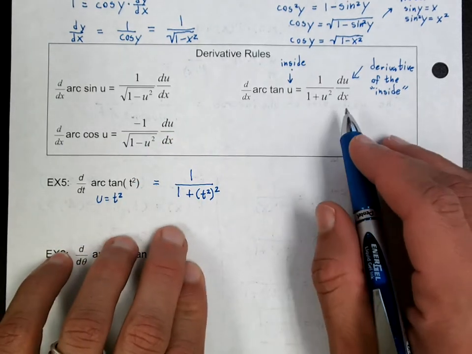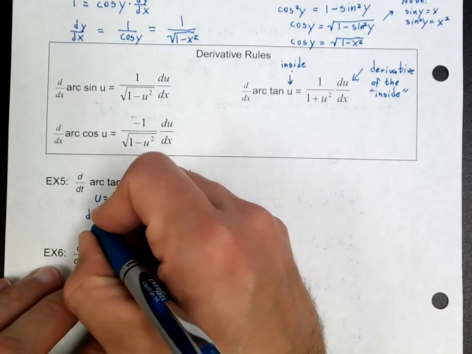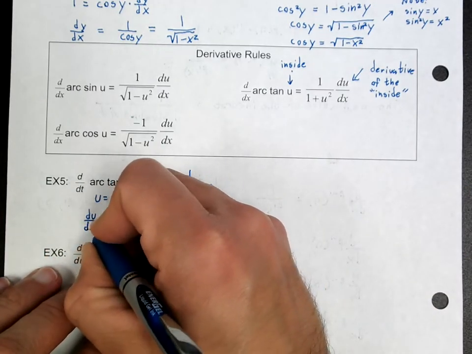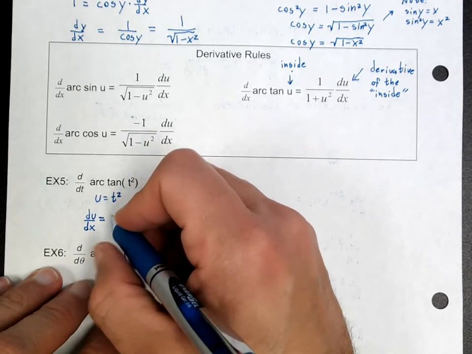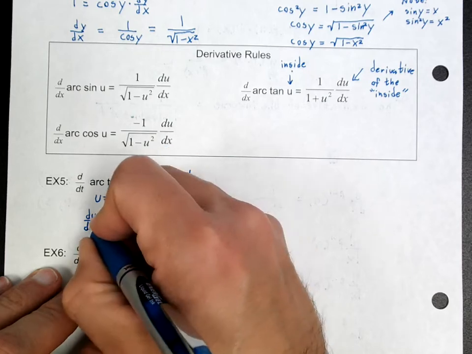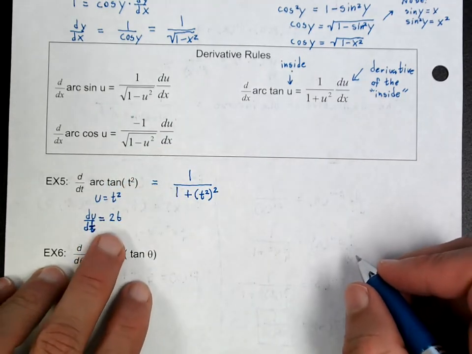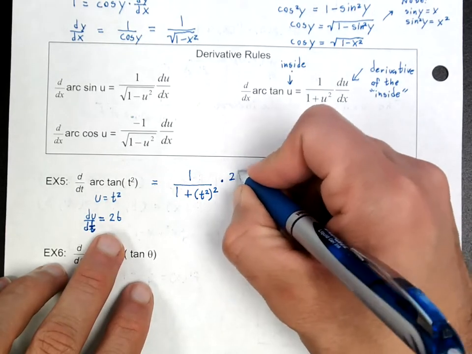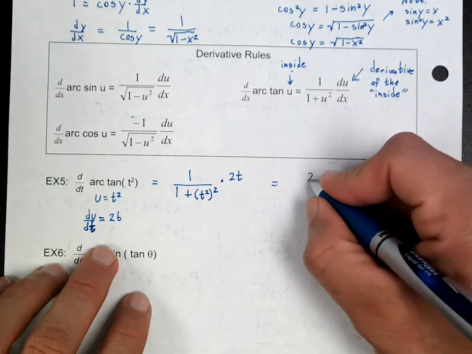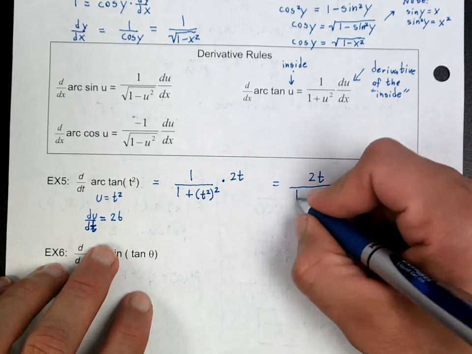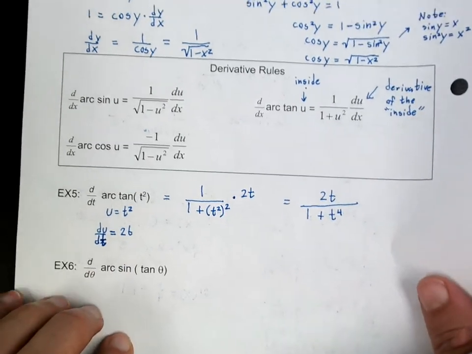And then finally, du/dt would be the derivative of t squared, which would be 2t. So I would write this as 2t, and the answer to this one would be 2t over 1 plus t to the fourth. And that's it. Alright, let's do one more here.